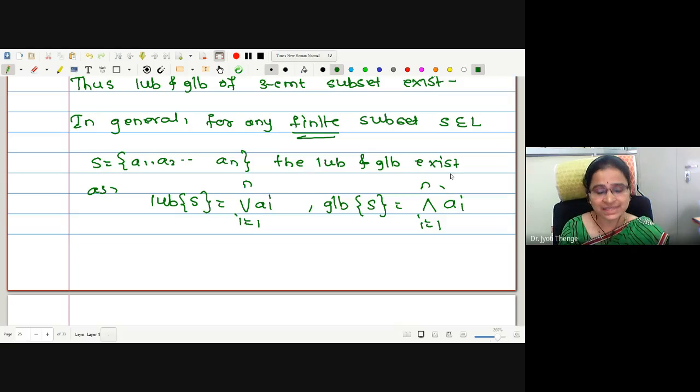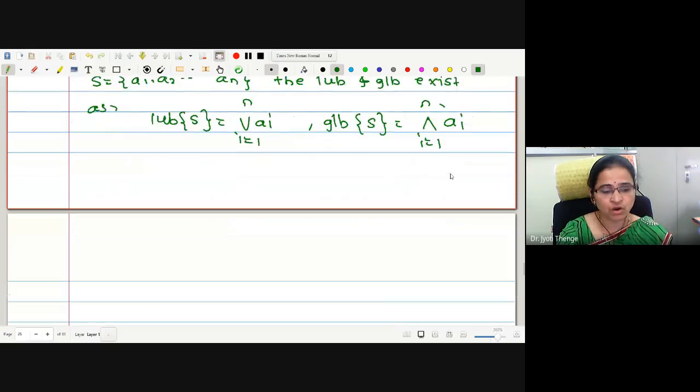But here one can check that for infinite subsets this may not exist. Therefore, here I will write a remark. The lattice may fail.